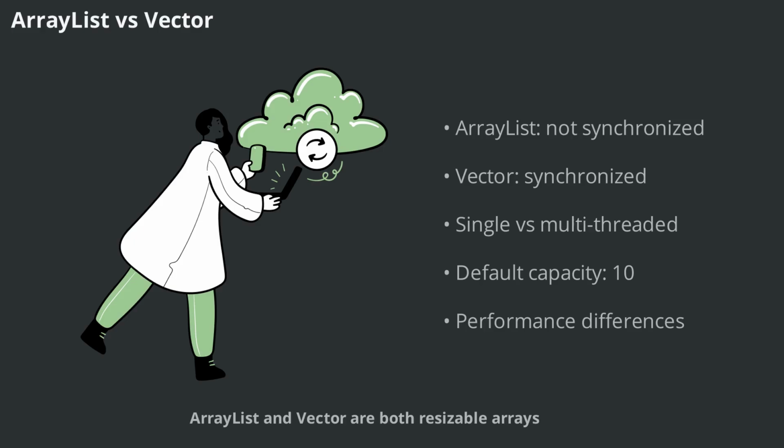ArrayList and Vector are both resizable arrays, but ArrayList is not synchronized, making it faster for non-concurrent operations. Vector is synchronized and slower due to added overhead. ArrayList is recommended for single-threaded environments, while Vector is better for multi-threaded scenarios. The default initial capacity for both is 10, but Vector increases its size by doubling. ArrayList offers higher performance overall.